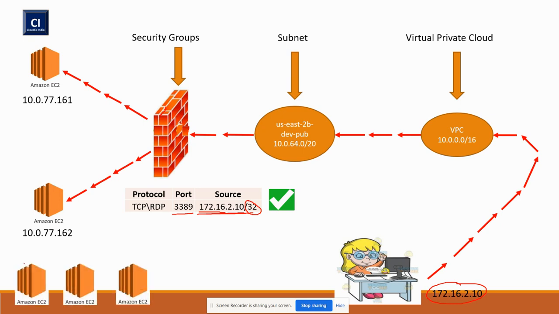Take an example, at the bottom I have three other virtual machines, but I did not apply the security group there. It means this person cannot access those, because the security group applies at the instance level.